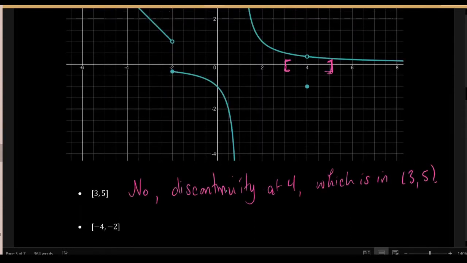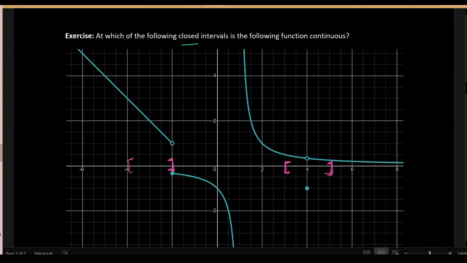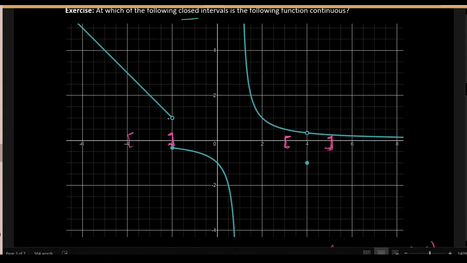Let's check out the interval from -4 to 2. The interval from -4 to 2 is in pink brackets on the left-hand side. And this is where the discussion starts to get a little bit more interesting. Now, if I look strictly between -4 and -2, if I forget about the endpoints for just a second, there are no discontinuities strictly between -4 and -2. So far so good. So far, the function is continuous at every point strictly between -4 and -2.